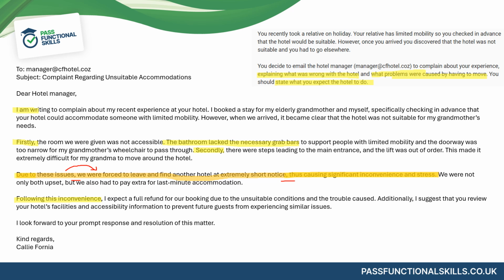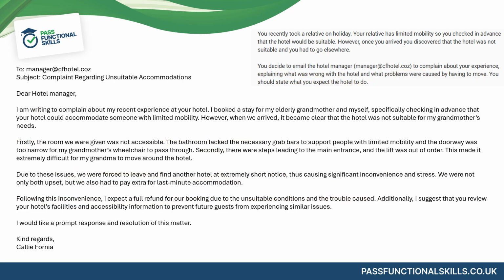So if we take this example, following this inconvenience, I expect a full refund for our booking due to the unsuitable conditions and the trouble caused. So this sentence would make sense if we just said I expect a full refund for our booking, but we've made it much more interesting by linking it to the previous paragraph using this phrase here, and by doing that it also becomes a complex sentence. So practicing more interesting ways to start your sentences is a really good idea as well.